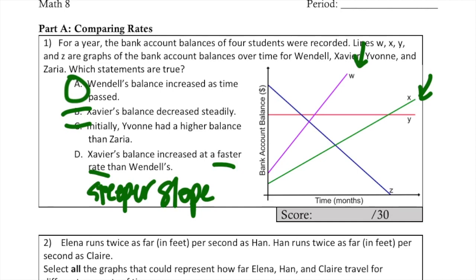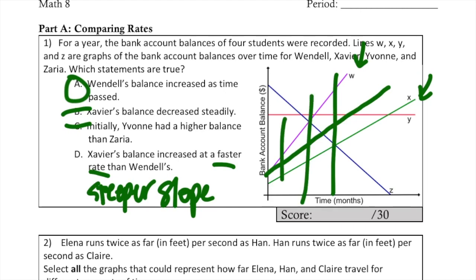Well, even if we took Xavier's line and slid it up so they had the same initial value, we can see that Wendell has a higher balance at any given time, okay? And so what that means is that Wendell has a steeper slope. So we can say that Wendell's increased at a faster rate, but that means that D is not true. Okay? So the correct final answer for this one is A.